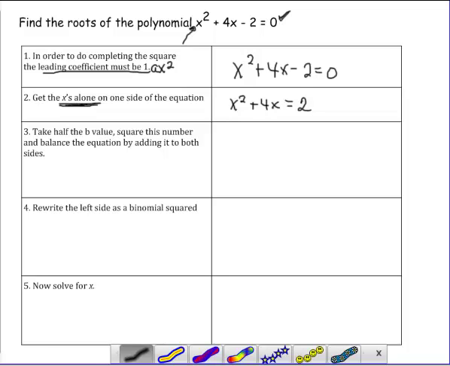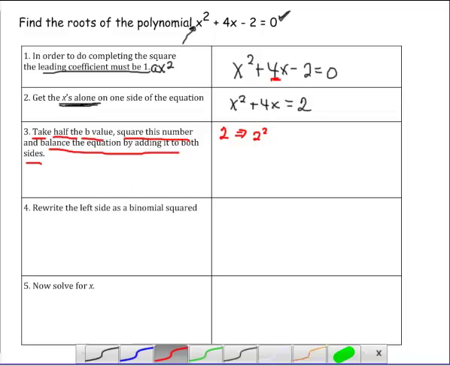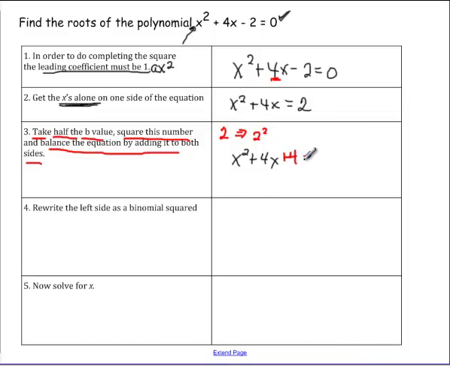Now, here comes the completing the square part. Take half the b value. Okay, the b value is 4, so I'm going to take half of that. Square this number. All right, so that turns into 2 squared. And balance the equation by adding it to both sides. So that means I have my x squared plus 4x. I'm going to add the 4 onto this side.